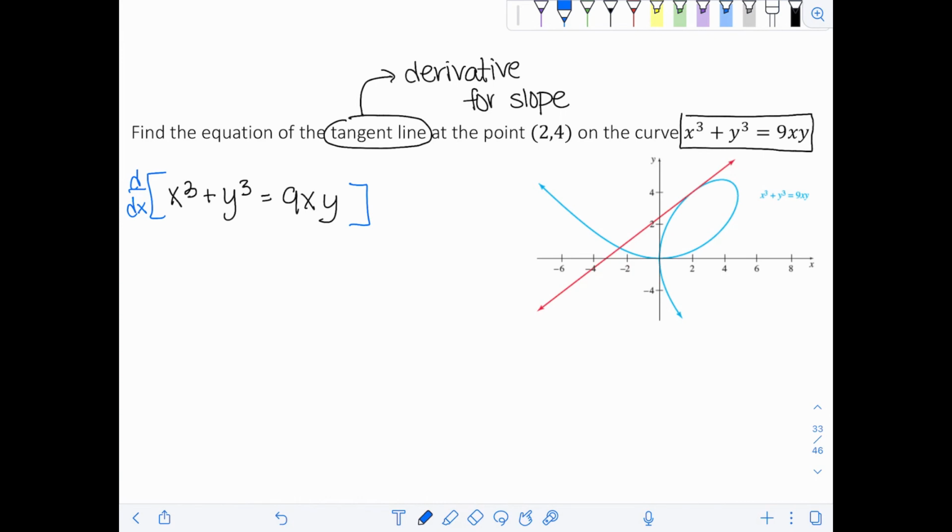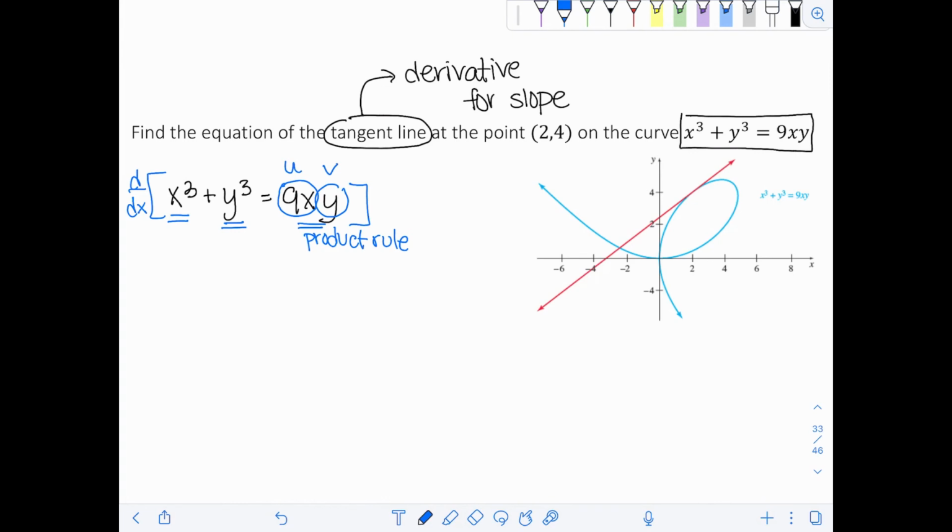Just looking ahead, the x cubed is going to be a regular derivative. Y cubed, we'll use the power rule, but we also need to multiply by dy dx. This one, we're actually going to need to use the product rule to take the derivative of. You could put the 9 on either part, but because there are two different variables here, you would want to treat it as two different functions, which you could call u and v, or however you've been labeling them when you use the product rule.